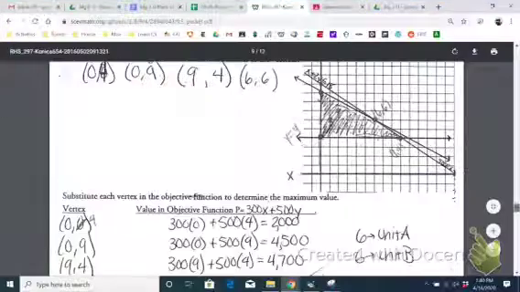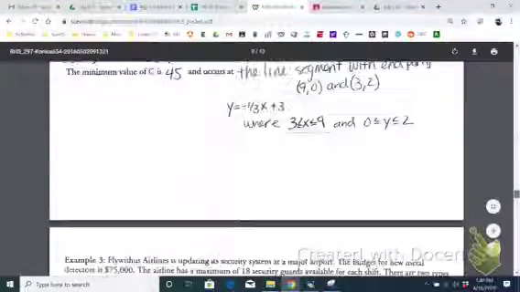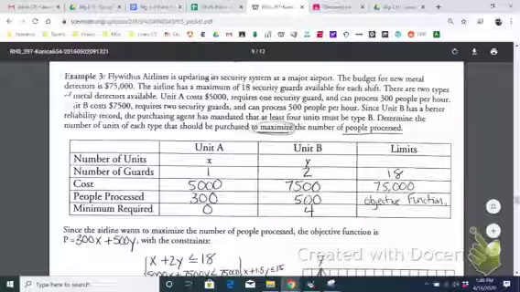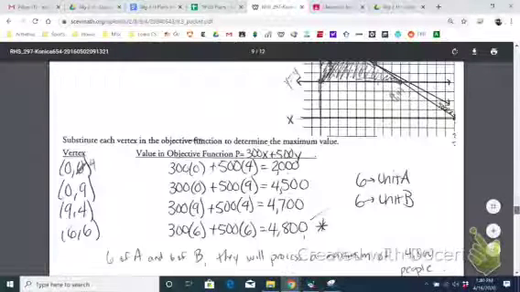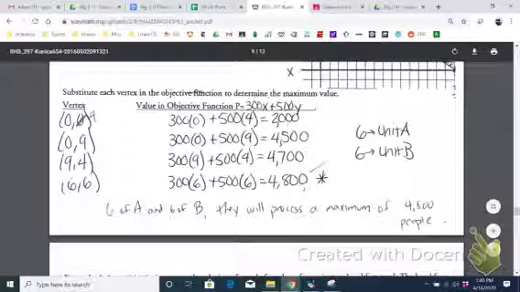Now, to find the optimal solution, we're going to plug the vertices into the objective function, because that's what we're trying to maximize, the people processed. So when you plug in the 4 points into the objective function that represents people processed, we maximize the people processed if we get 6 Unit A's and 6 Unit B's. So our final answer is we want to get 6 A's and 6 B's to process a maximum of 4,800 people.